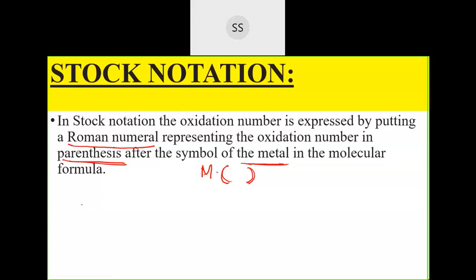I will take a compound. See, FeO. If I take FeO, you know how to calculate the oxidation number, correct? You have to calculate the oxidation state of the metal here. So Fe oxidation state will be how much? Fe we are taking as x. Oxygen we know is minus 2. The whole charge is 0. So x is equal to plus 2.